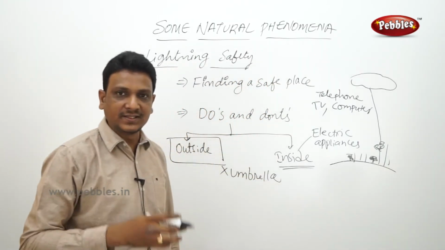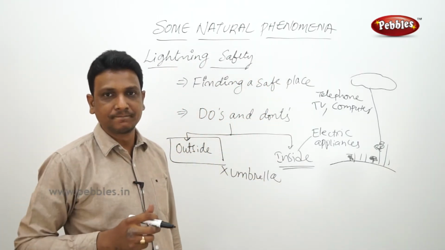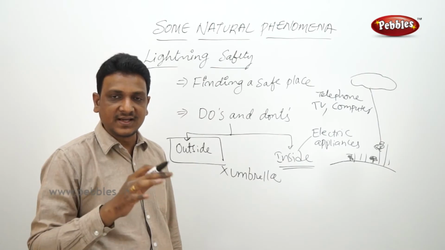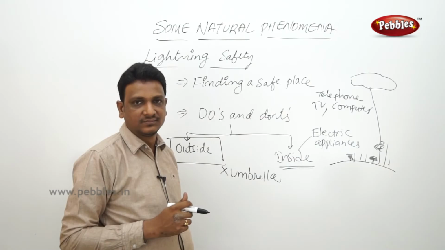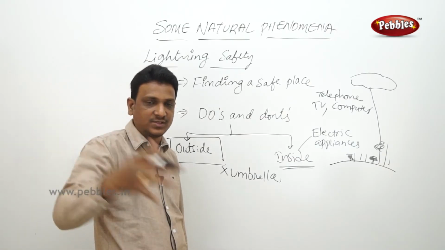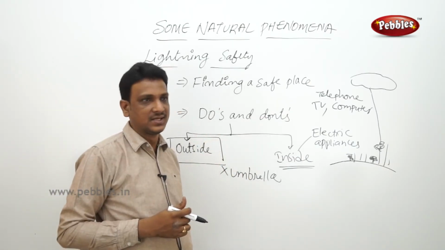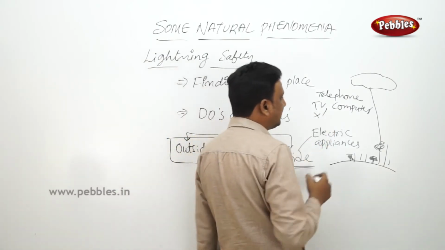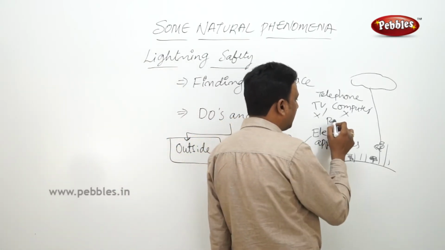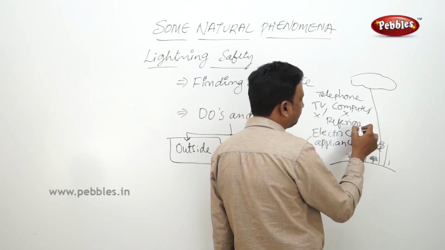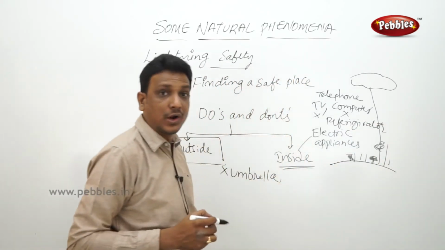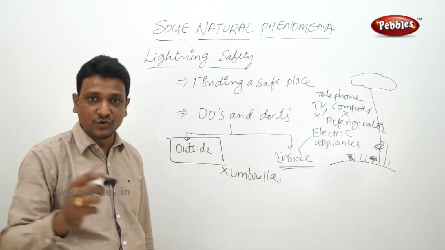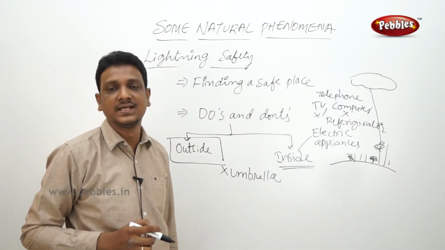The TV is connected to the dish antenna outside through a cable. The TV is connected to the electric current. The electric wires are connected to the pole outside. So from outside, the electric charge may enter your house through the cables. So switch off and unplug the TV, the computer, the refrigerator.